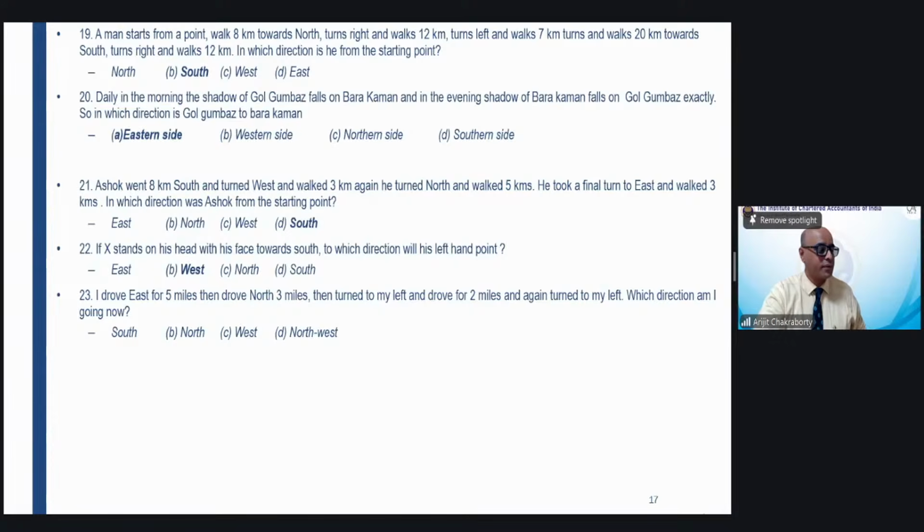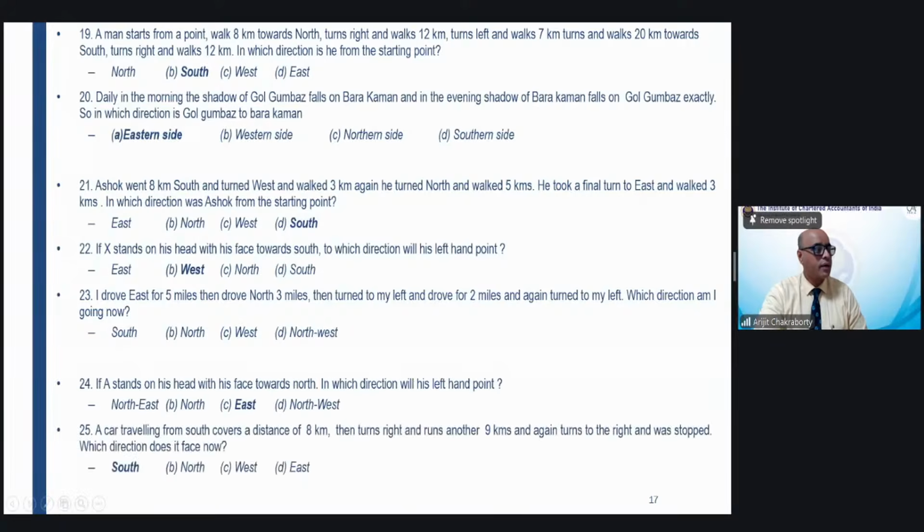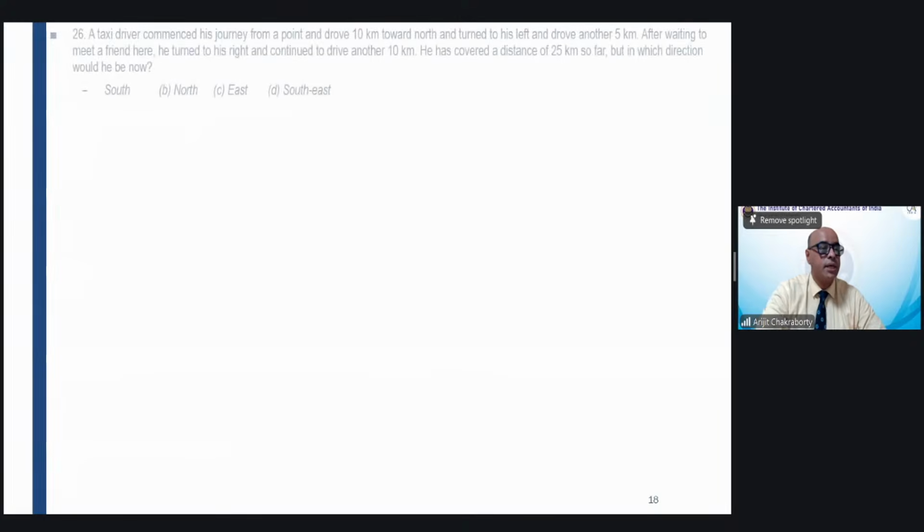Right. Very good. Now let's go 23, 24, mostly are same. Let me now go to the next lot. Okay, let's take number 26. A taxi driver commenced his journey from a point driving 10 kilometers towards north. Fine. So 10 kilometers north, and then turns to his left.